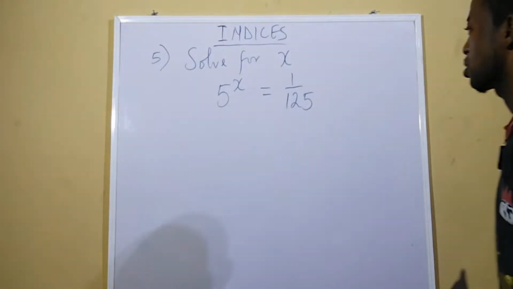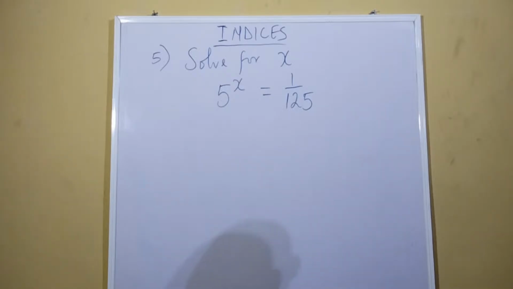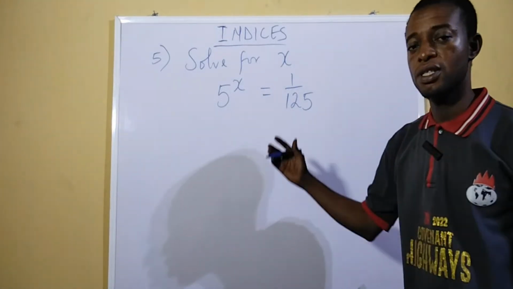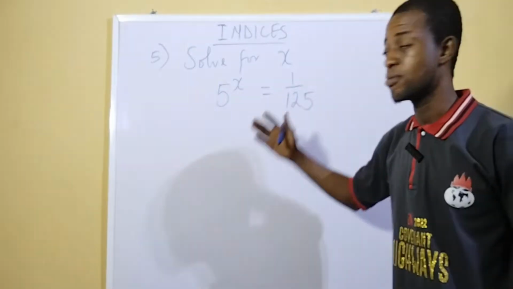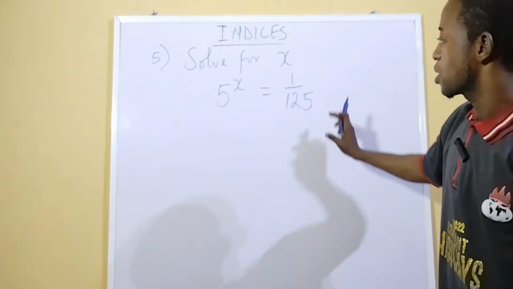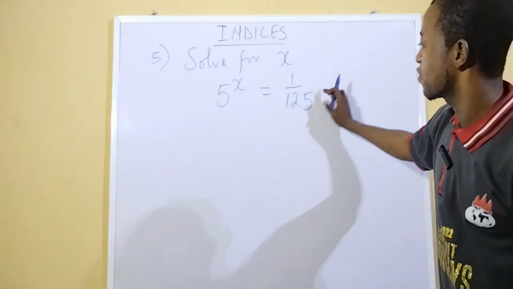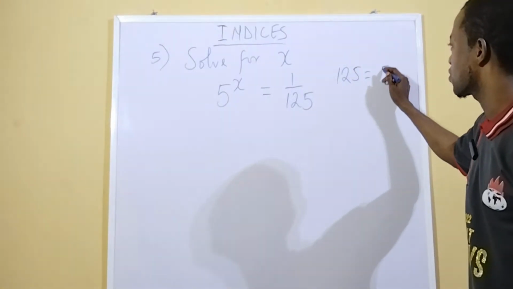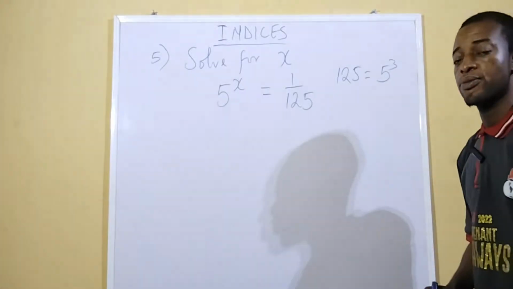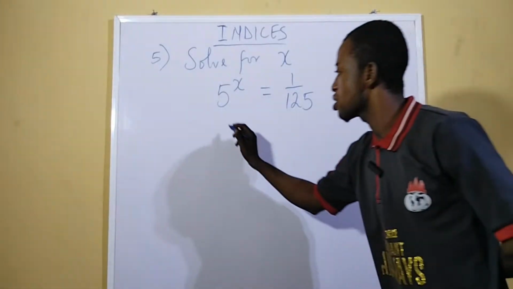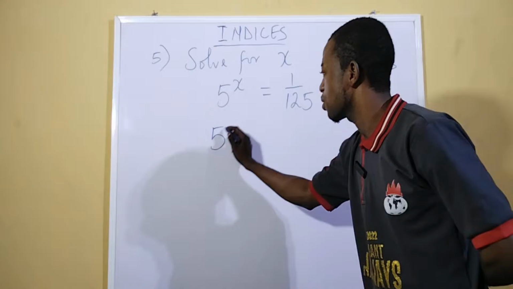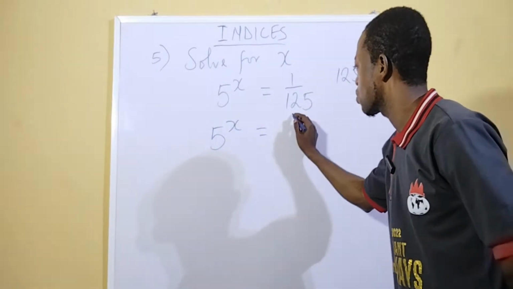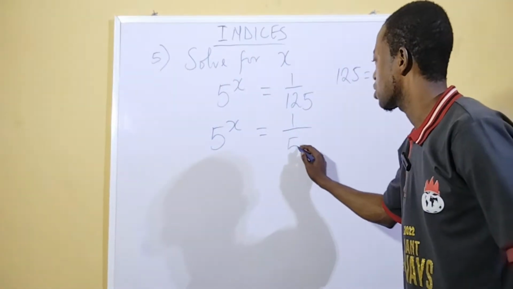Okay, now we try to make the left hand side and the right hand side have the same base. We can write 125 in base 5. So this 125 is the same thing as 5 times 5 times 5, which is 5 raised to power 3. That is, this equation becomes 5 raised to power x equals 1 over 5 raised to power 3.